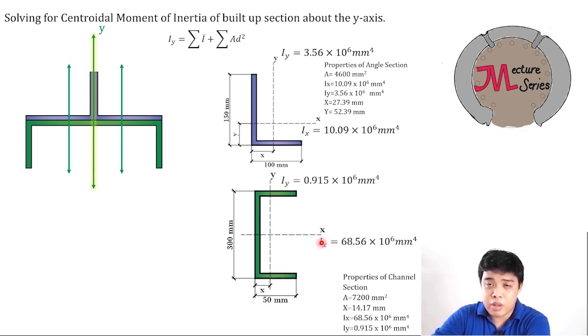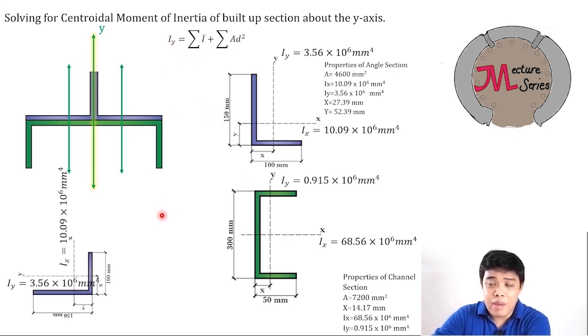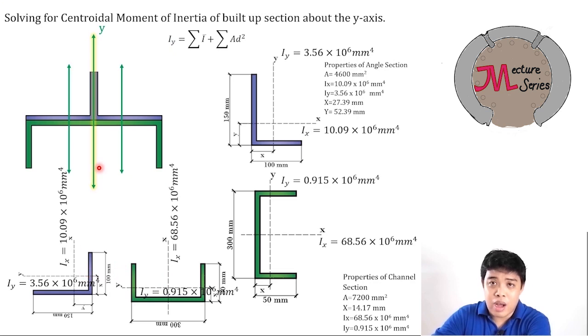And for the channel, this is the moment of inertia about x, and this one is the moment of inertia about y. If you are going to sum up all the centroidal moments of inertia parallel to the centroidal y-axis, keep in mind how the sections are assembled in the built-up section. Each figure is rotated 90 degrees. If you rotate it 90 degrees, the axis that becomes parallel to the centroidal y-axis will be the centroidal moment of inertia about x of the angle sections. This is the angle bar rotated 90 degrees. It is very obvious that this axis will be the one parallel to the centroidal y-axis.